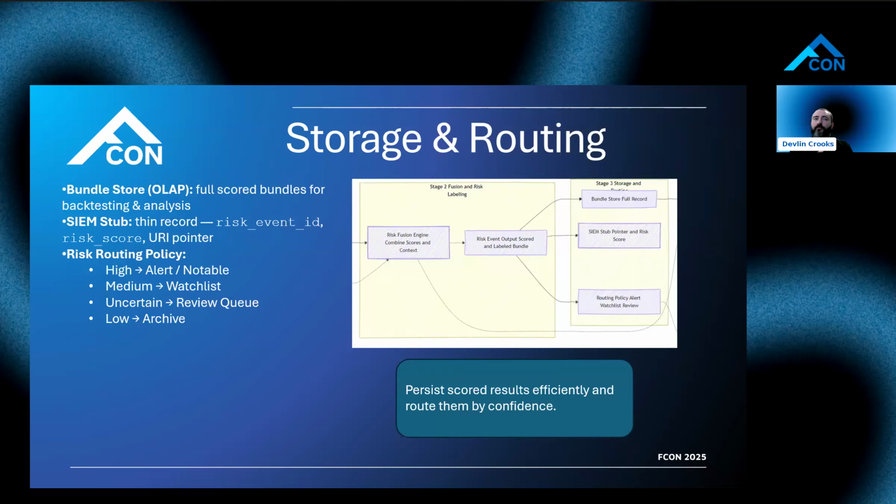And then we have a risk rule routing policy. Depending on the classification and the label, we want to make sure that we make an alert, put it on a watch list potentially, review queue, or low, just archive it. This way we can actually have an audit of what it's done before and replace some of its training if we need to. We want to make sure that we persist scores and results efficiently and route by confidence. We only want lightweight stubs inside the SIEM so we don't, again, overload our telemetry.